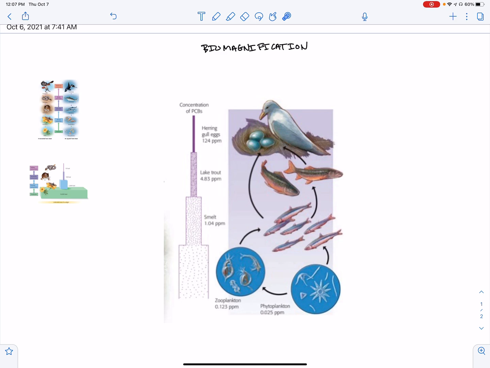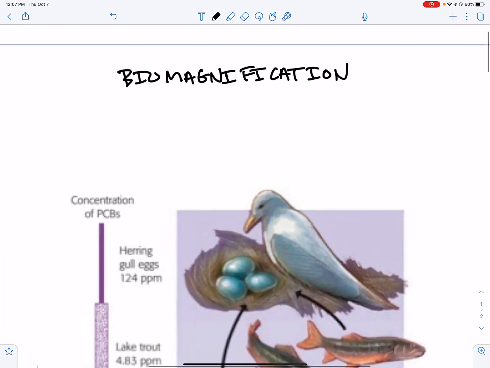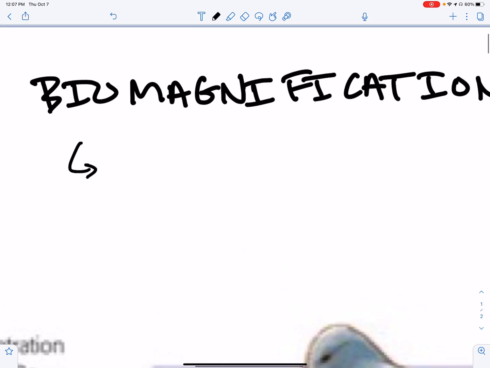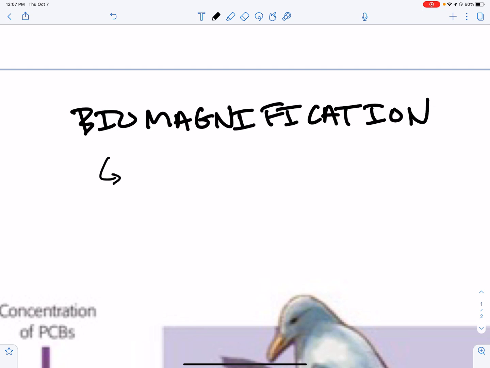So let's get right to it. Biomagnification, what is it? Well, it's when the concentration of toxins in an organism as a result of ingesting other plants or animals are highly concentrated. I want to rephrase that.